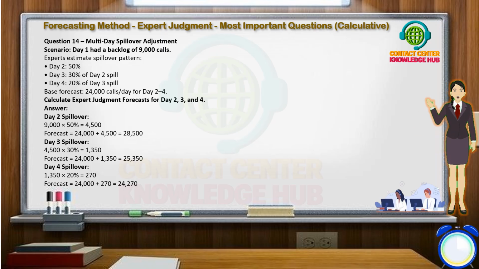Day 2 is equal to 28,500 calls. Day 3 is equal to 25,350 calls. Day 4 is equal to 24,270 calls. Key takeaway. This is a classic spillover decay curve. The backlog doesn't disappear in one day. It drains over multiple days. Forecasting it correctly protects staffing, prevents repeat backlogs, and stabilizes service levels.